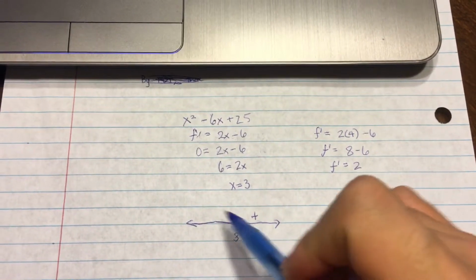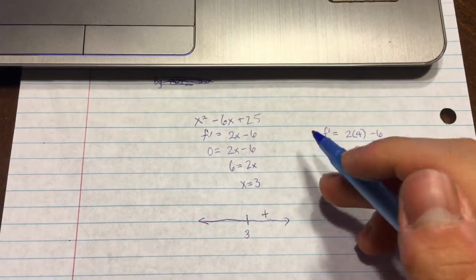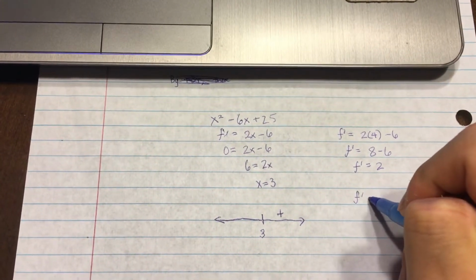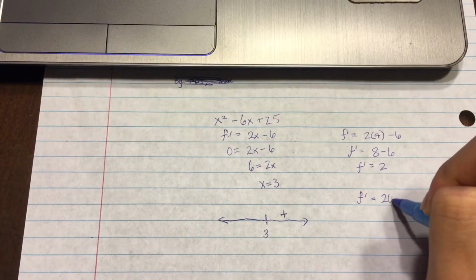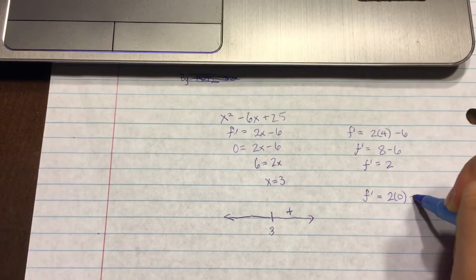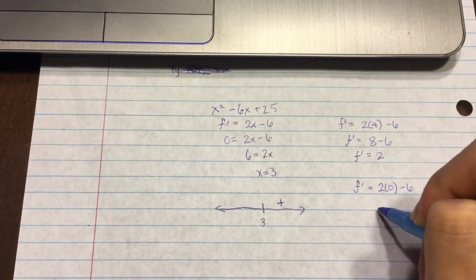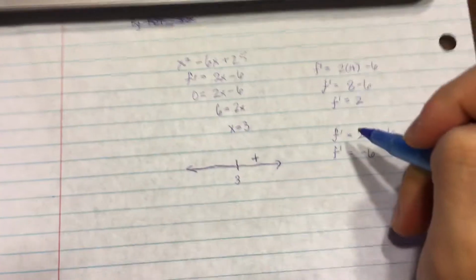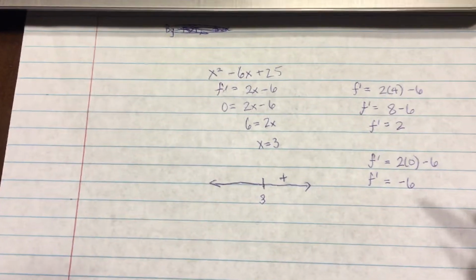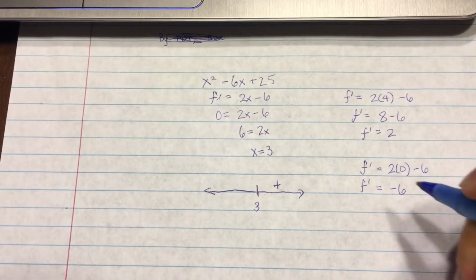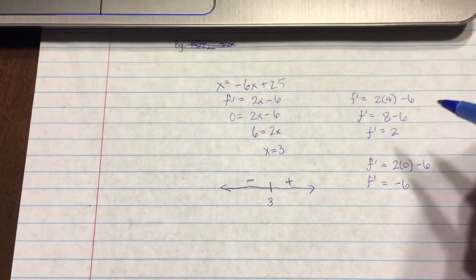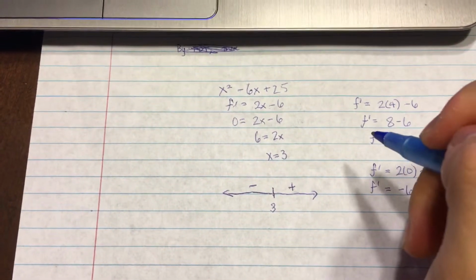And now we want to test a number to the left. And the easiest number for that in this case would be 0. So when f prime is equal to 2 times 0 minus 6, we get negative 6 equals f prime. Now, we know that it's a negative to the left of 3.